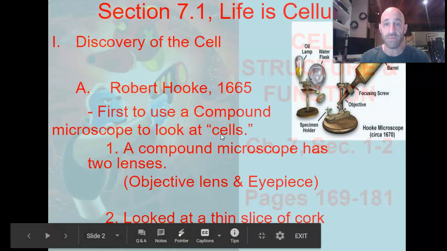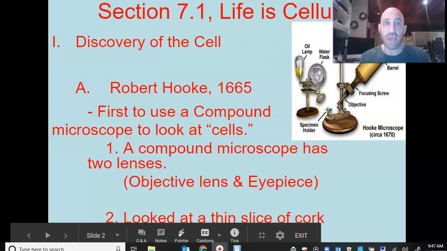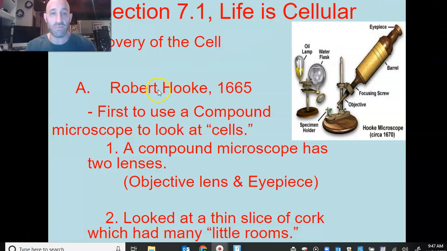So let's get started. Just like anything, you need to discover it, right? It's not like people just knew what cells were. And the problem with cells is they're microscopic, right? They're tiny, so you can't see them. For example, we're made of cells, but when you look in the mirror, you don't see the individual cells, you just see you.